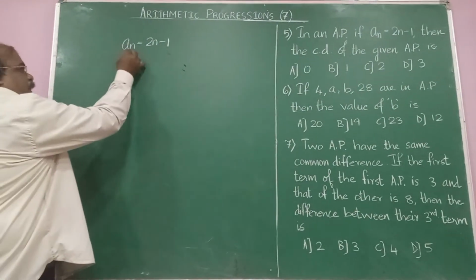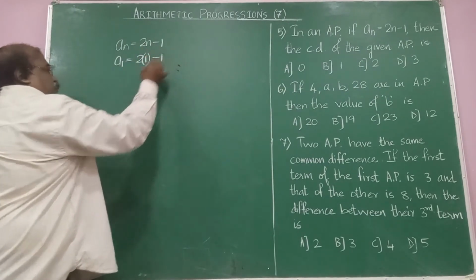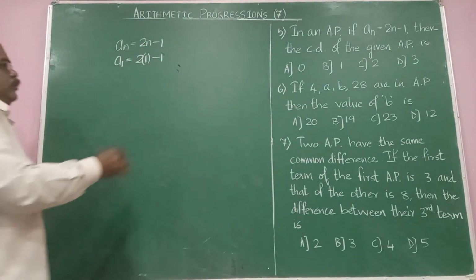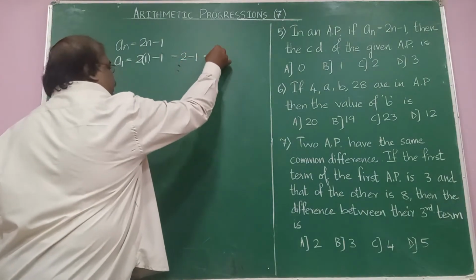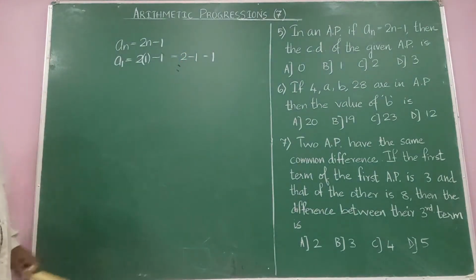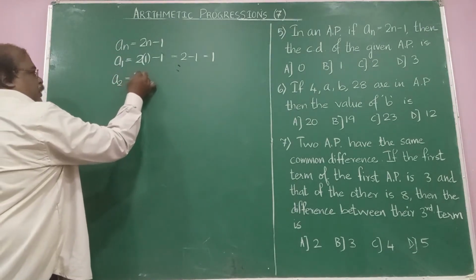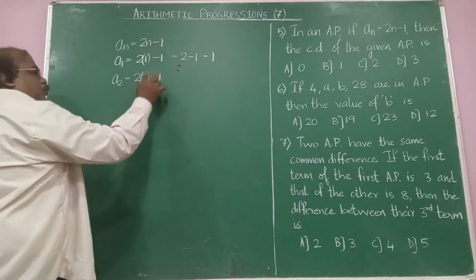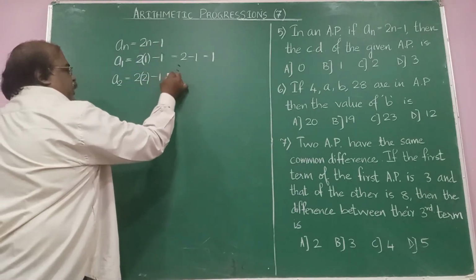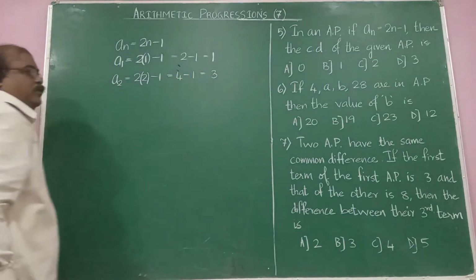Let me first find out what is the first term. 2 into 1 minus 1. So you get 2 minus 1 which is equal to 1. Let me find out the second term. A2 is equal to 2 into 2. Instead of n I write 2. 2 into 2 minus 1 is 4 minus 1 which is equal to 3.